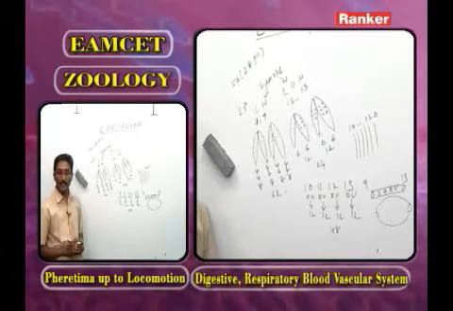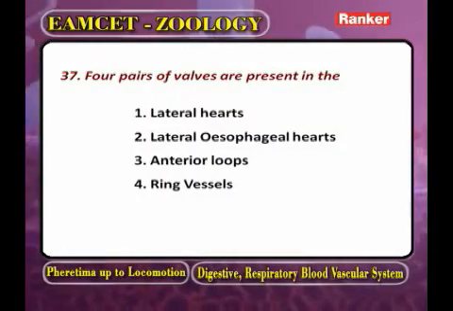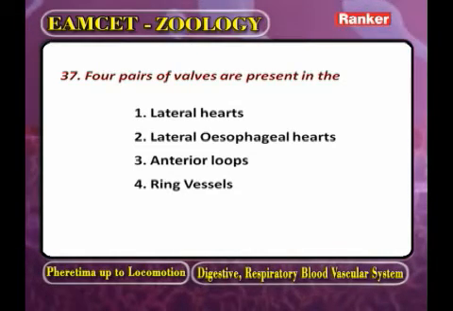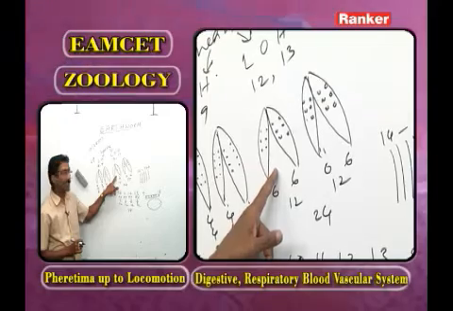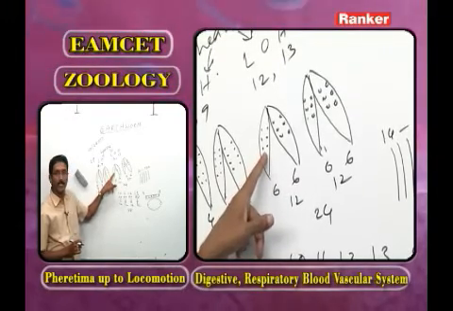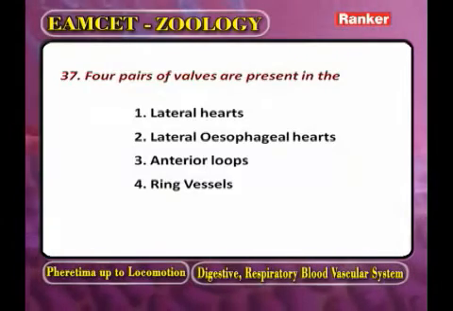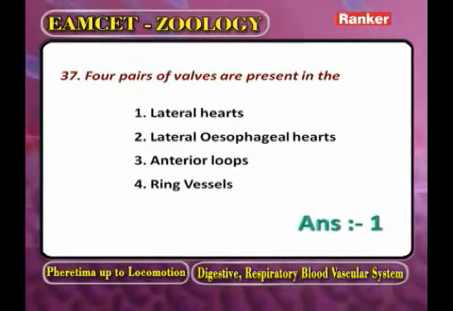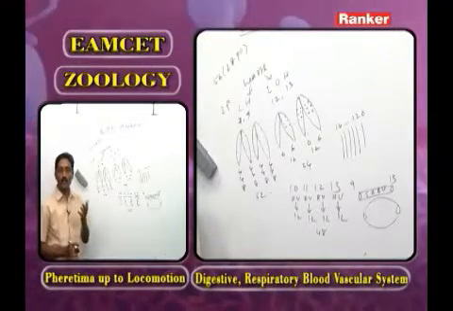Now based on this information, 4 pairs of valves are present in the one is lateral hearts, second one lateral esophageal hearts. In each lateral esophageal heart, how many valves are present? 3 pairs. Now what is the correct answer for this question? That is the lateral hearts. Now what about the anterior loops? No valves. What about the ring vessels? No valves. Now we move to the next question.